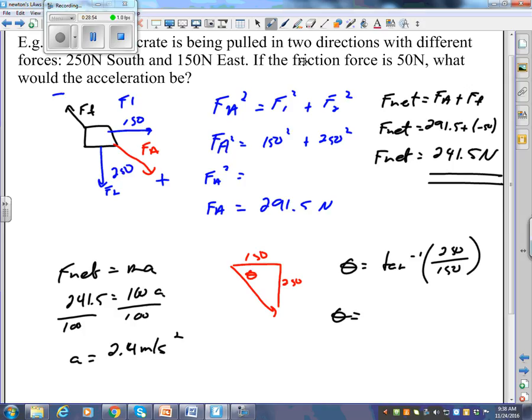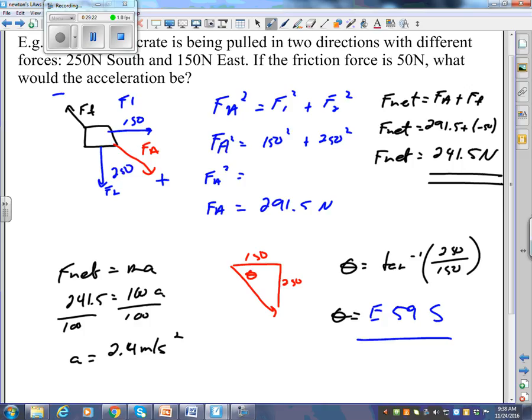Okay, this question is wrong. What would the acceleration be in your thinking? No, it goes on, 59 degrees. Now how do you know which direction? So that's the 150 is east, and that's first, right? So it's going to be east, east 59 south.